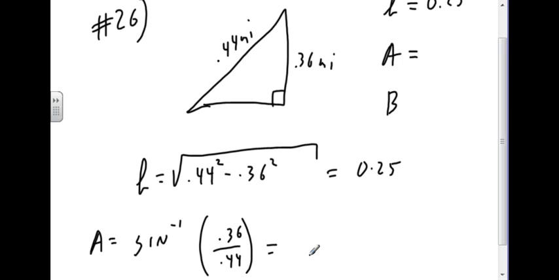55 degrees. 55 degrees. So this guy's got to be 35 degrees, and we are done with 26. 27: 4 significant digits, and we want the answer to the nearest second. Okay, well, that's what you want. You want it to the nearest second. All right, we'll do, well, I guess we got to do 27.